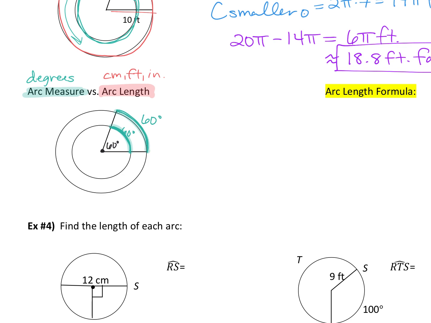Arc length, if I'm talking about the length of this arc versus the length of that arc, are those the same? No, that outside line is longer, okay? So arc length and arc measure are very different. Make sure you pay attention to length versus measure. Measure is always degrees. Length is always units, inches, centimeters, whatever it is we're talking about, okay?